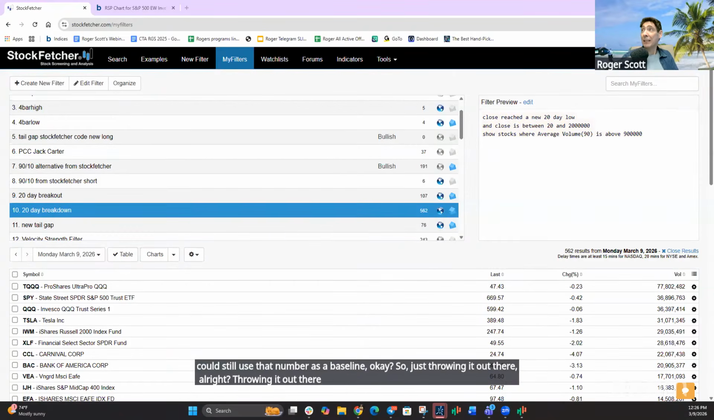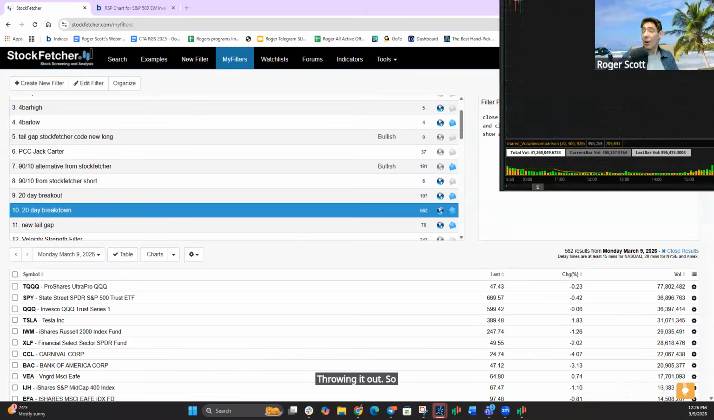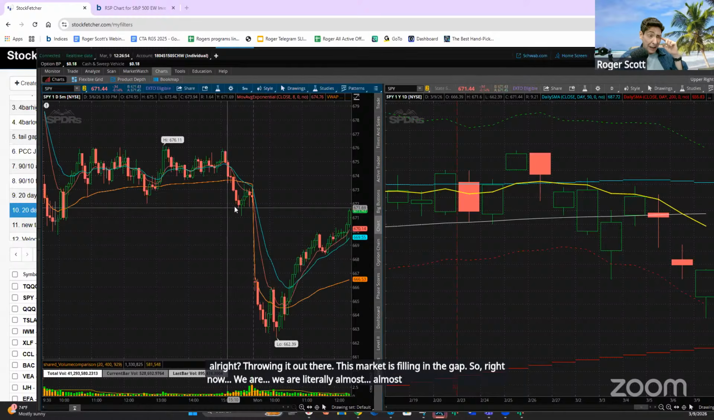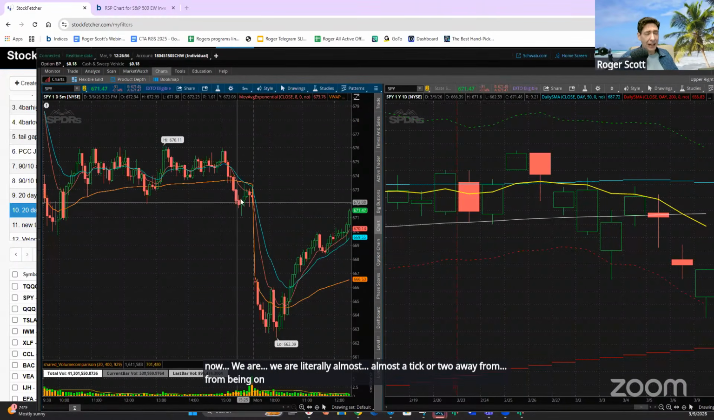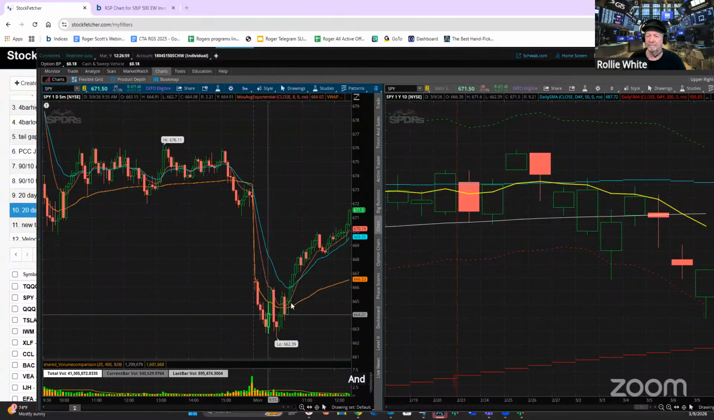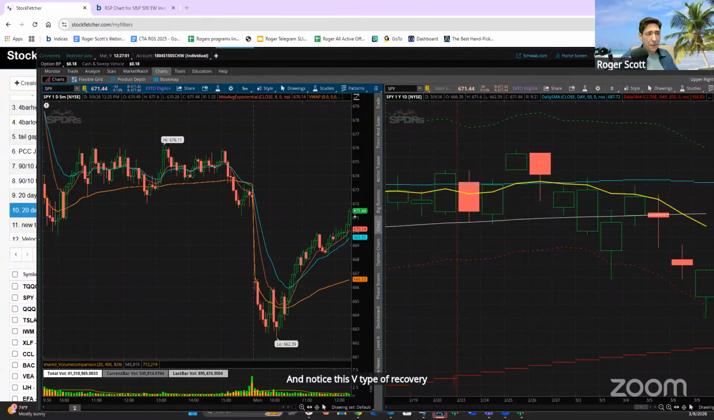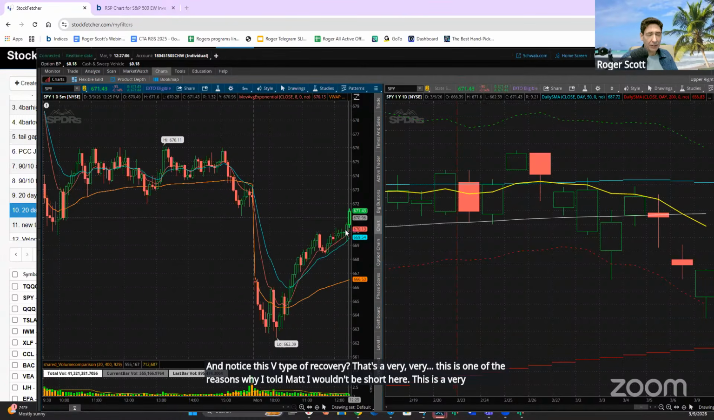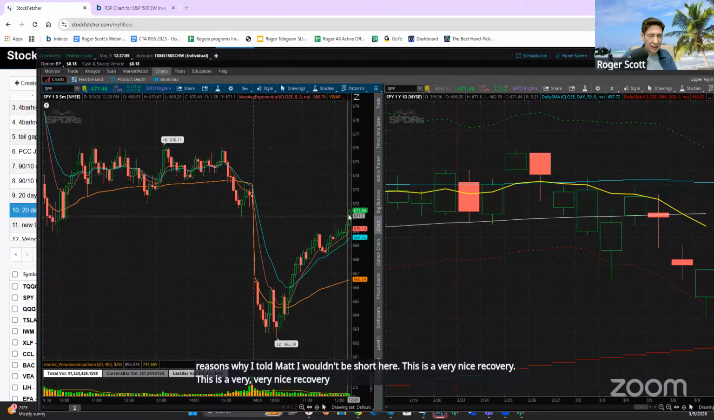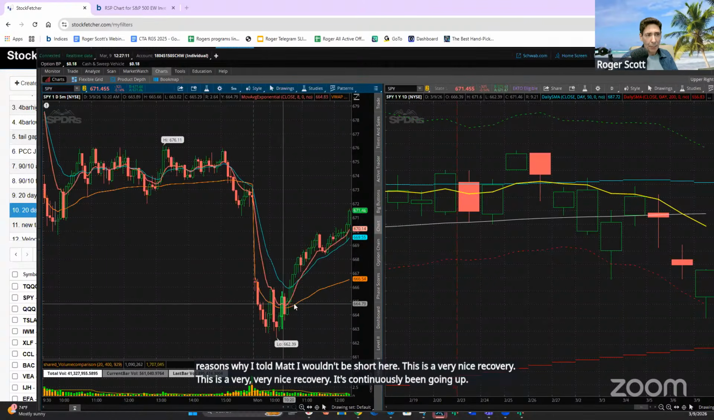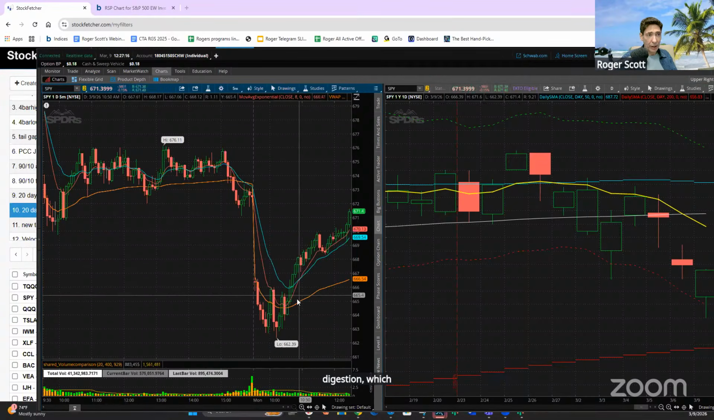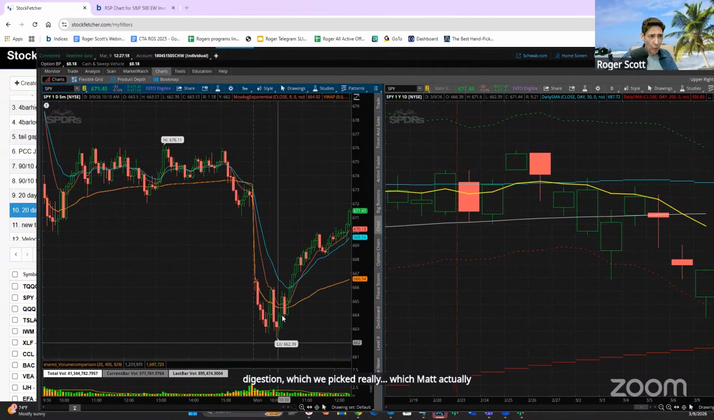This market is filling in the gap. So right now, we are literally almost a tick or two away from being on Friday's level. Do you guys see this? And notice this V type of recovery. This is one of the reasons why I told Matt I wouldn't be short here. This is a very, very nice recovery. It's continuously been going up. Look, we've been above the VWAP ever since we got out of that morning digestion, which Matt and I both picked really well right here.